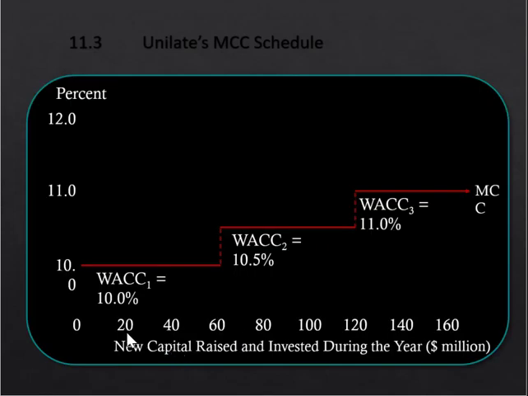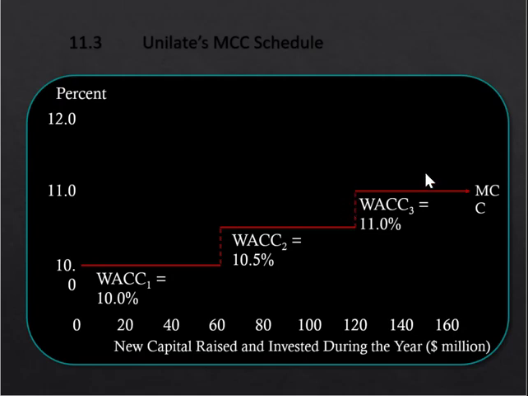So if we've got new capital raised during the course of the year, up to the first break point, your WACC, weighted average cost of capital, is 10%. Your WACC here is 10.5%. Your WACC here is at 11%. Your $120 million break point, your $61 million break point.